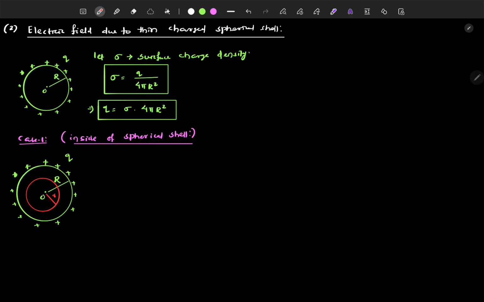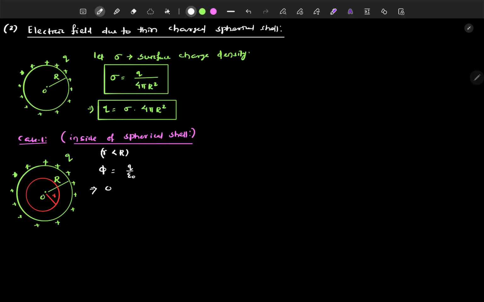Within the Gaussian sphere, the charge enclosed is 0. Inside the Gaussian sphere, there is no charge. So inside the Gaussian sphere, 0 charge is enclosed. Here inside of spherical shell means small r is less than capital R. So we know flux phi is equal to Q divided by epsilon naught, Q enclosed by epsilon naught.